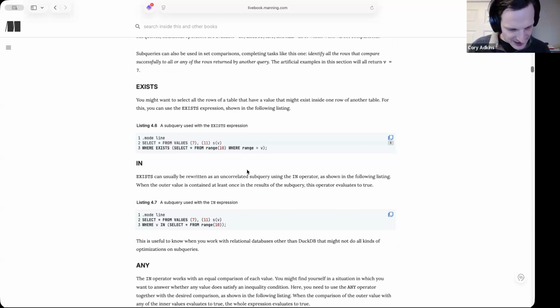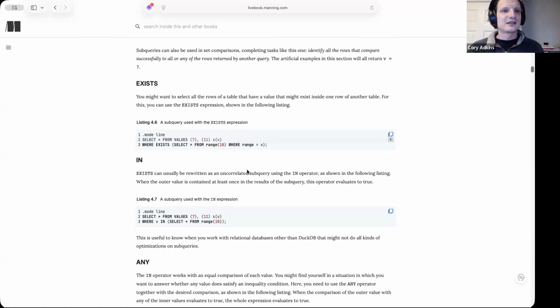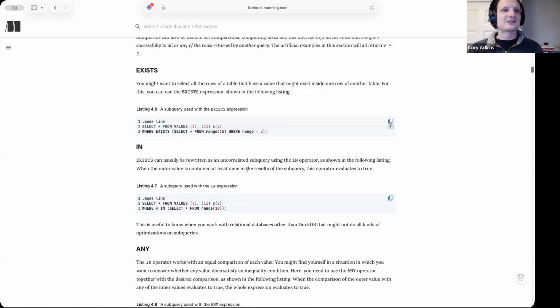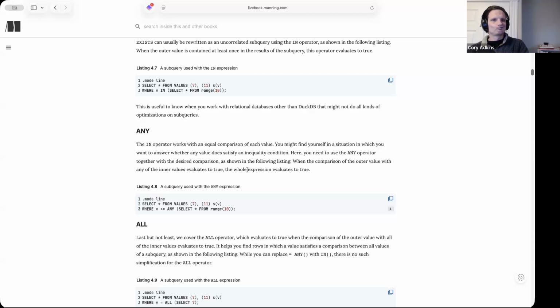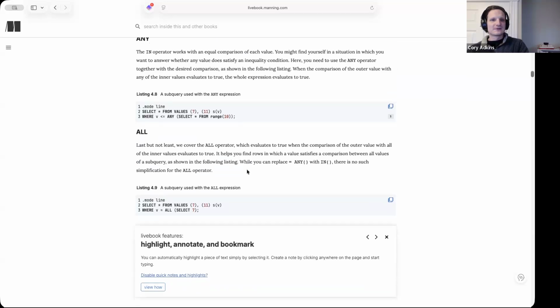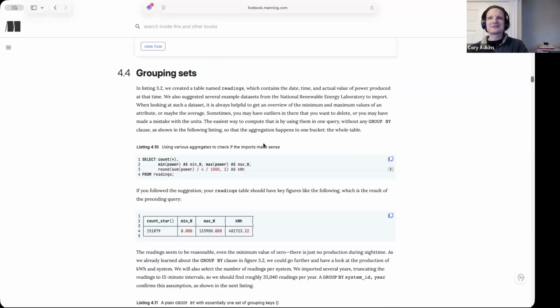Yeah, I don't know anything. I think these kind of mirror the function of logical operators that we're probably used to in other contexts. Okay, so grouping sets, I would say this is maybe where things start to get more exciting for me.